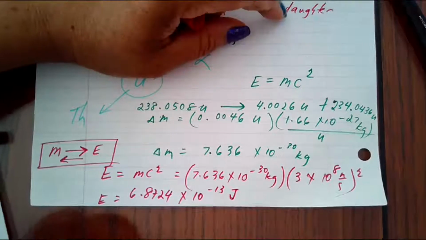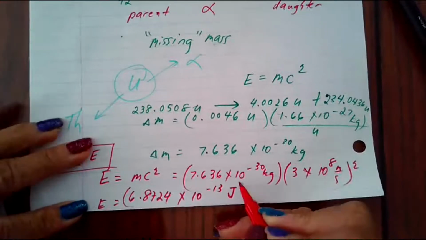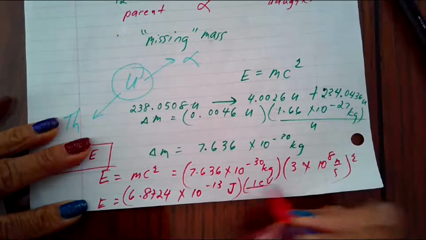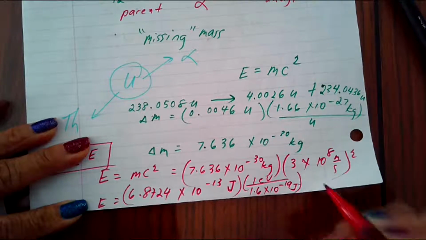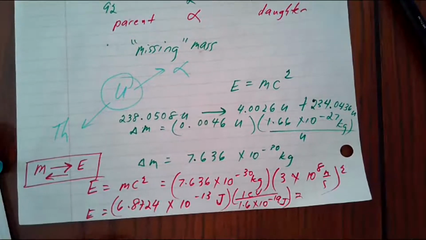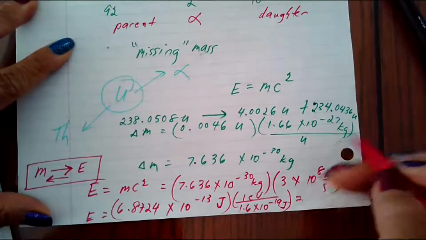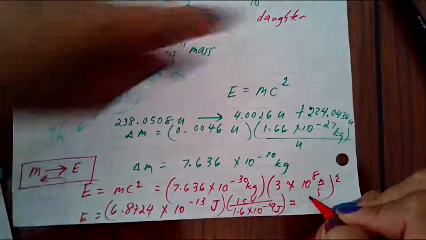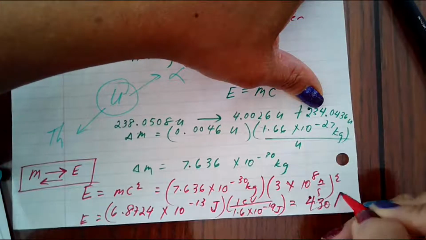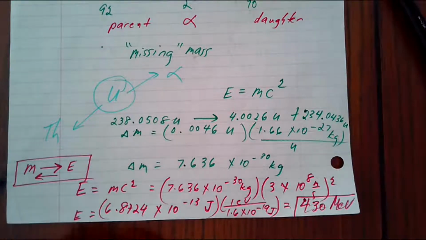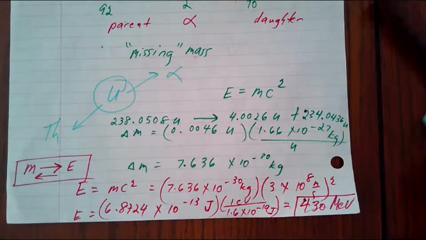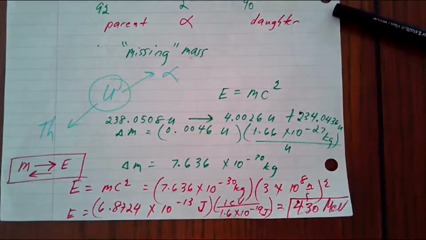We're going to change this into electron volts. So multiply this by 1 electron volt over 1.6 times 10 to the negative 19 joules, and changing this to mega electron volts, which is how it's usually expressed, this is going to give you 430 mega electron volts. So that is the amount of energy that has been converted from the missing mass. So it's not really a missing mass. It is accounted for in the form of energy released in an alpha decay.